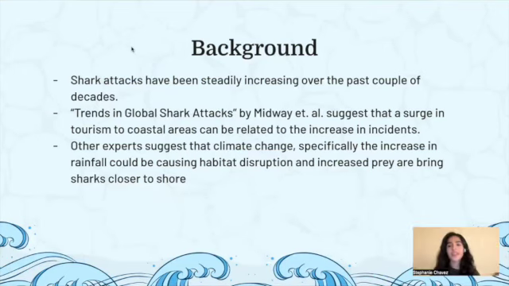So for some background, shark attacks have been steadily increasing over the past couple of decades. An article called Trends in Global Shark Attacks suggests that a surge in tourism could be the explanation for the increase in incidents that we've seen over the years. Other experts suggest that climate change, specifically the increase in rainfall, could be causing it due to habitat disruption and increased prey, which bring sharks closer to shore.